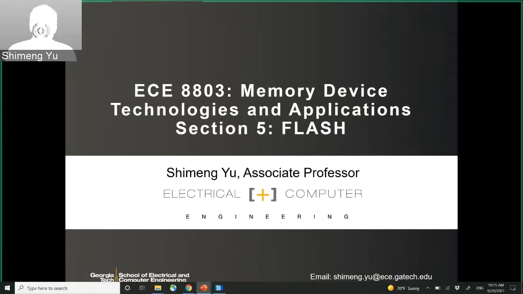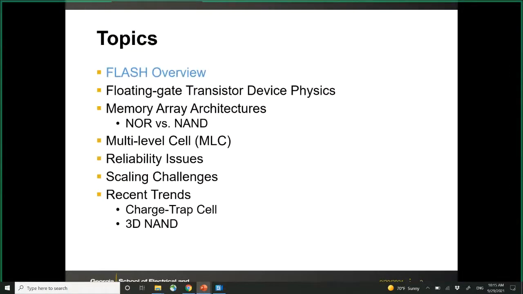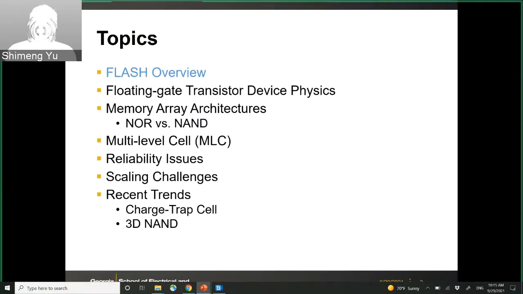So this is section 5, the flash technology. Now we want to switch gears towards the non-volatile memory for data storage. This is the outline of the topics. First, we will have an overview of the flash technology, and then we will dive into the device physics of the floating gate transistor.